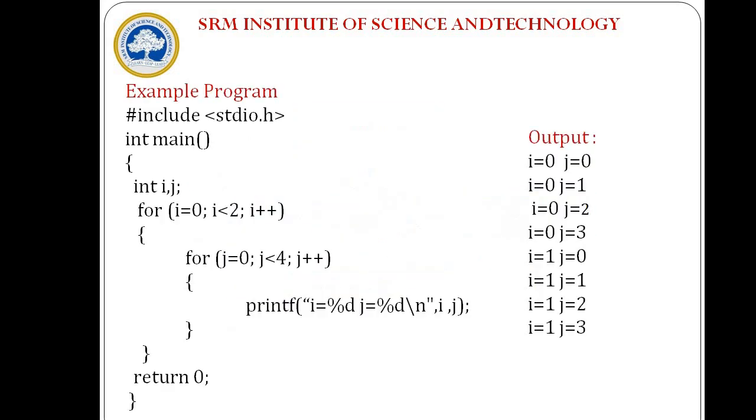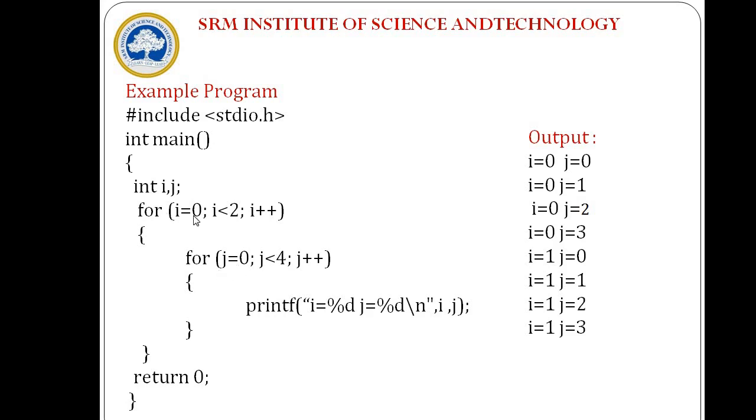This is explained with one example. Here you consider two control variables i and j, which are of integer type. i is initialized with 0, the condition given is less than 2, and then we do an increment operation. This loop we call the outer for loop. Inside it you have another for loop with the counter variable j. This loop we call the inner for loop. The outer for loop counter variable is i, and the inner for loop counter variable is j.